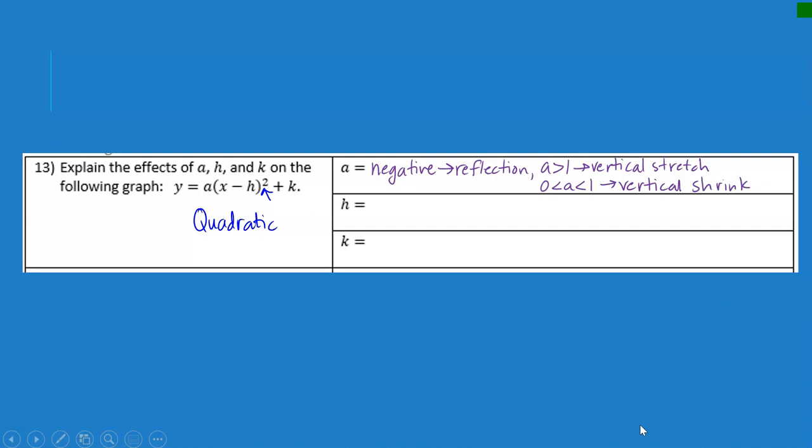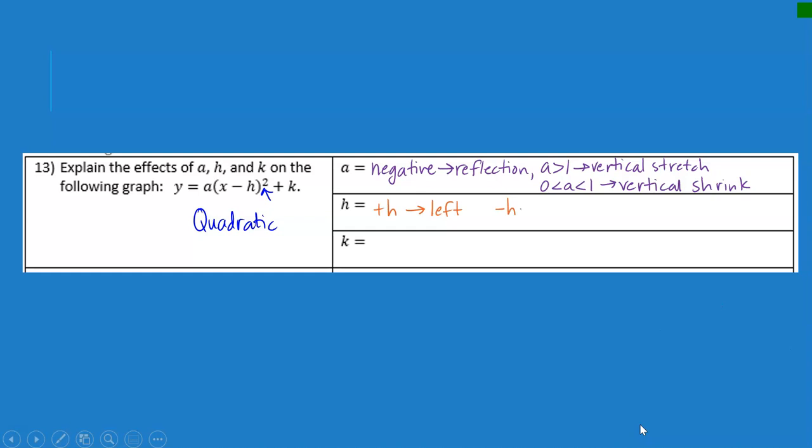Okay, for the H value, that's telling you your horizontal shift. So that's saying whether or not you're moving left or right. So if you have plus H, remember that it's the opposite whenever it's inside the parentheses. So a plus H would actually tell you that you're moving your graph to the left.